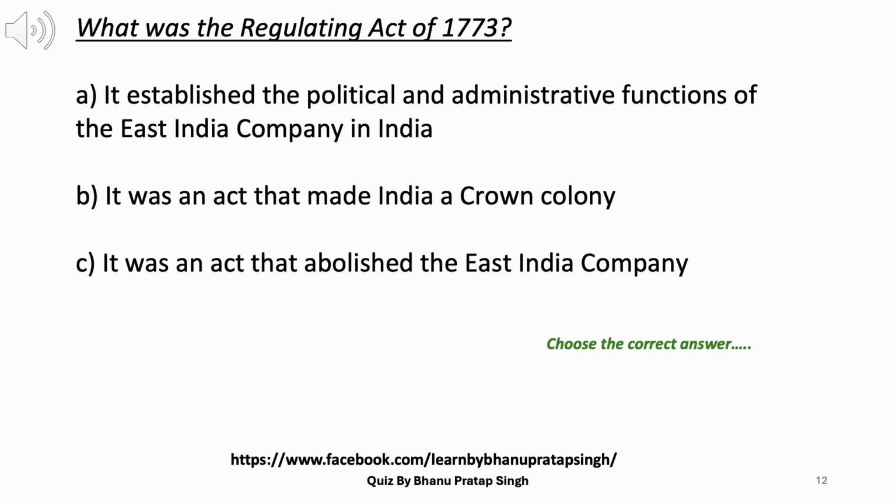12. What was the Regulating Act of 1773? A. It established the political and administrative functions of the East India Company in India. B. It was an act that made India a crown colony. C. It was an act that abolished the East India Company. Answer: A. It established the political and administrative functions of the East India Company in India.